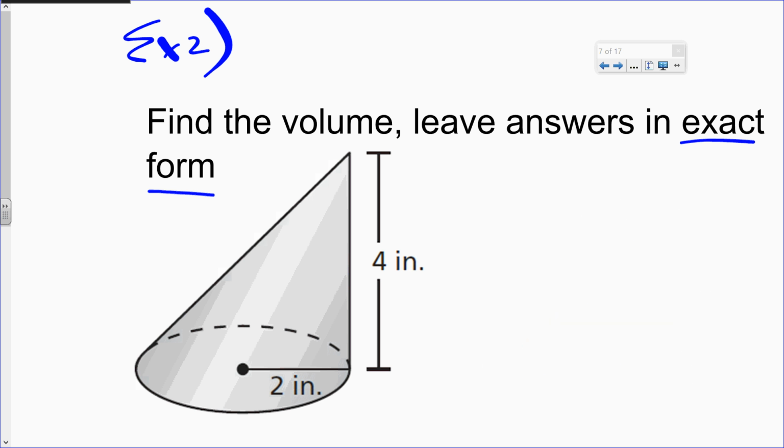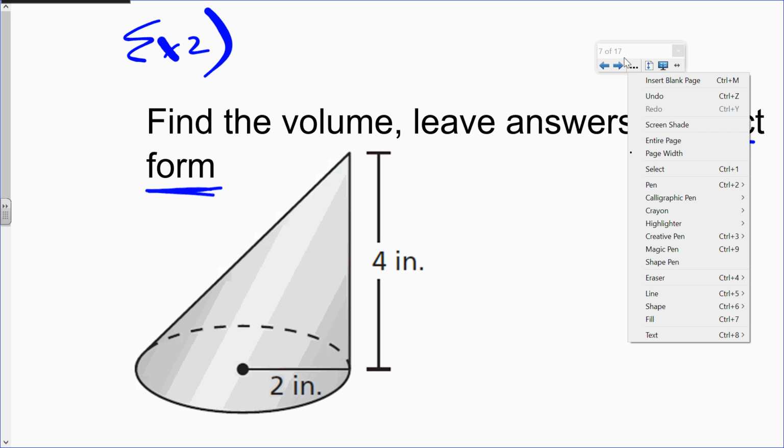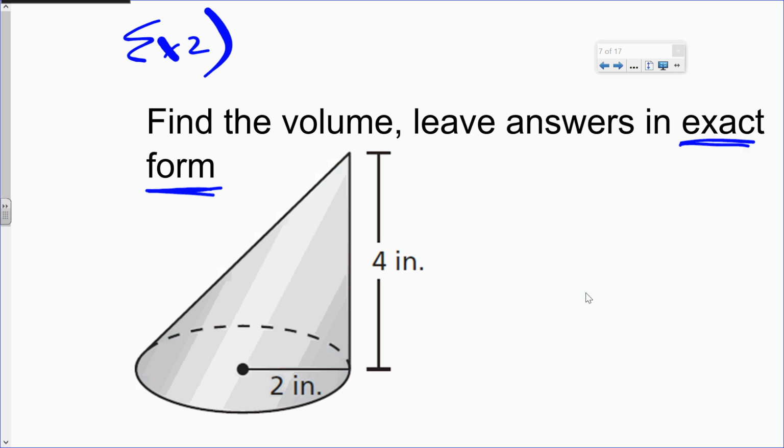Let's find the volume only, not the surface area. We did surface area already. Let's just find the volume, but notice I'm asking for exact form. I want the exact answer, which means I'm not going to replace pi with 3.14. I'm going to leave my final answer with pi in it. In other words, I'm going to express it in terms of pi.